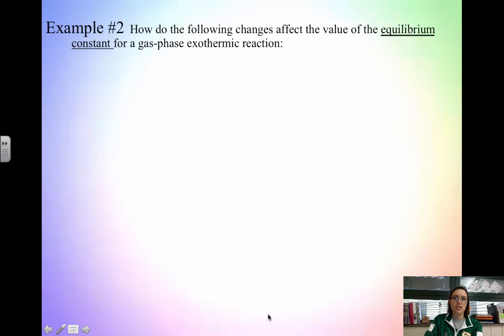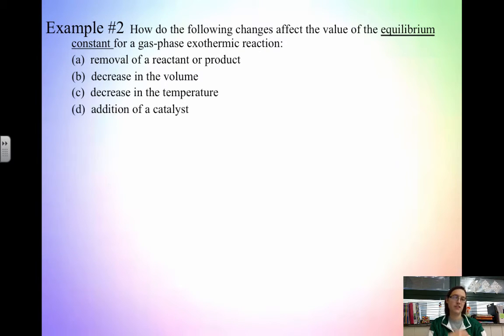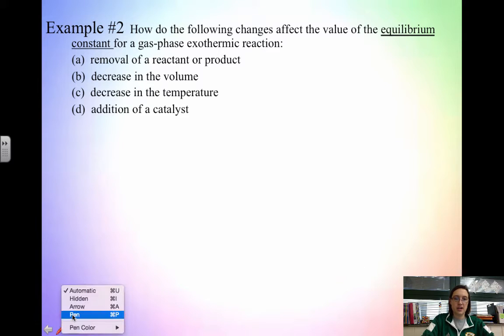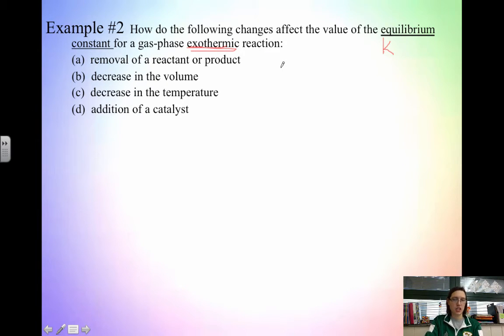Now example 2 says, how do the following changes affect the value of the equilibrium constant for a gas phase exothermic reaction? So we have these 4 changes. It wants to know, how does it affect the equilibrium constant? This is Keq or Kc or Kp for a gas phase exothermic reaction. So if we remove a reactant or a product, how does that change the constant?